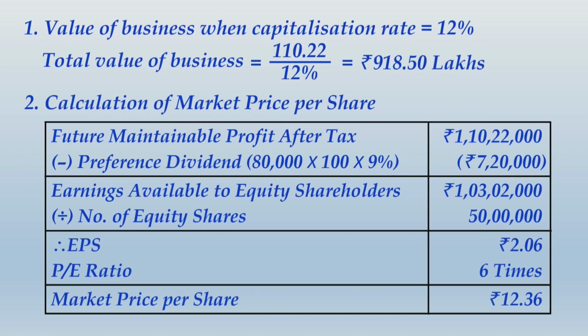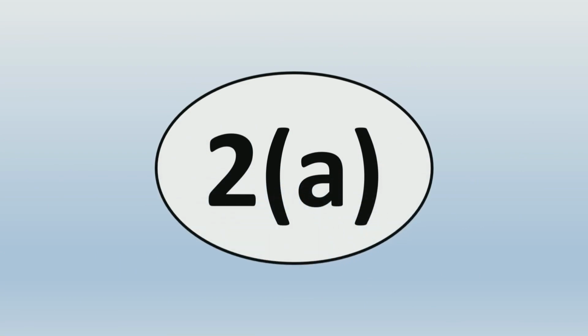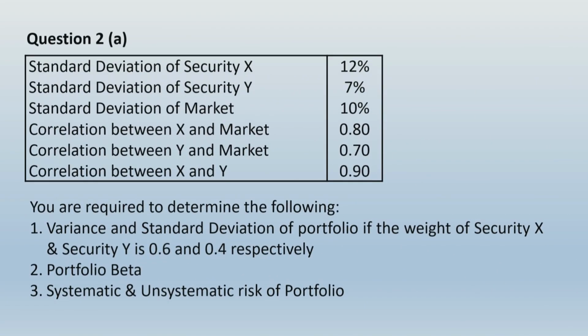Alright friends, once you have completed writing this much, let us move ahead and continue with the next question, that is question number 2A. Now reading this question, it says standard deviation of security X is given as 12%, standard deviation of security Y is given as 7%, standard deviation of market is given as 10%. Correlation between X and market is given as 0.8, correlation between Y and market is given as 0.7, and correlation between X and Y is given as 0.9.